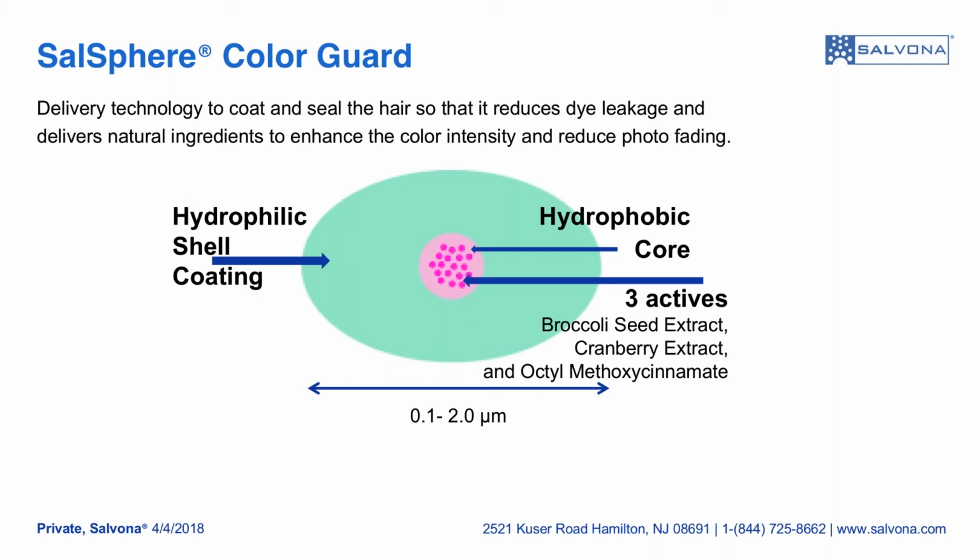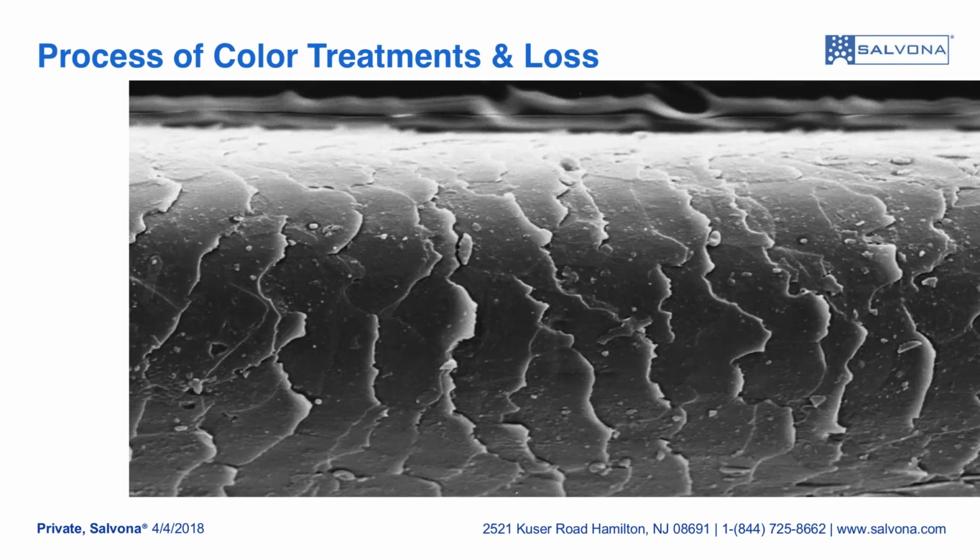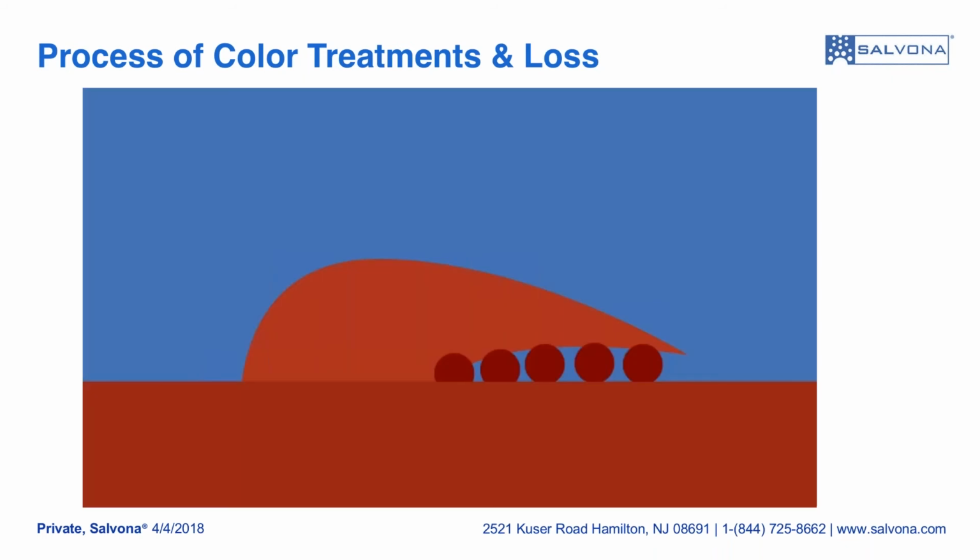On the shell, we have a hydrophilic polymer that helps to form a nice thin layer around the hair. And this is a scanning electron microscope picture of a healthy hair. You see how the cuticles are laid one on top of the other. The following will be an animation that will show you how the technology works.